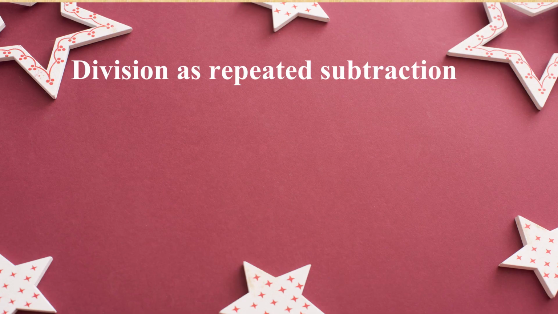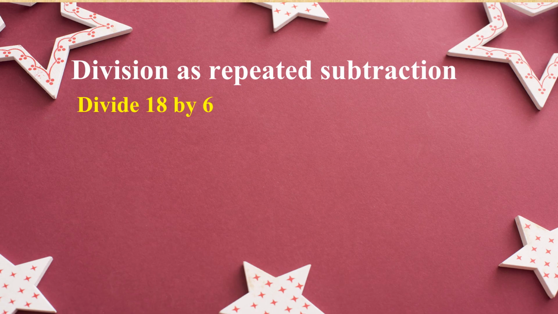Division as repeated subtraction. Division also can be done by repeated subtraction method. So first let us divide 18 by 6 using repeated subtraction method. For this we need to subtract 6 from 18 till we get 0.